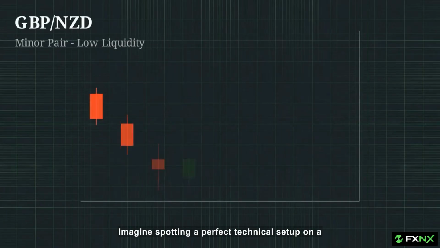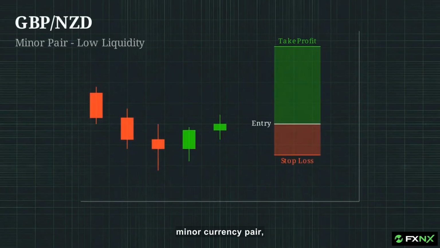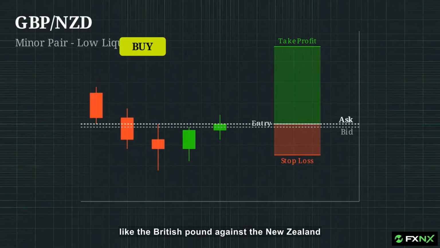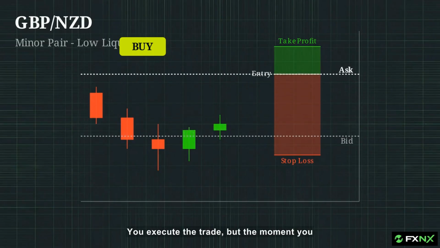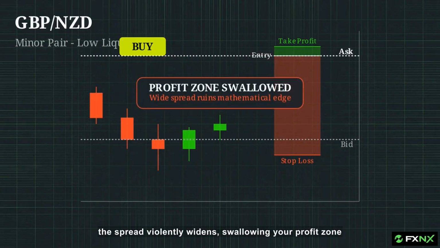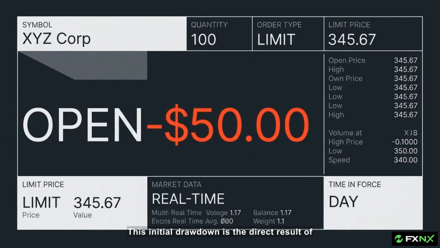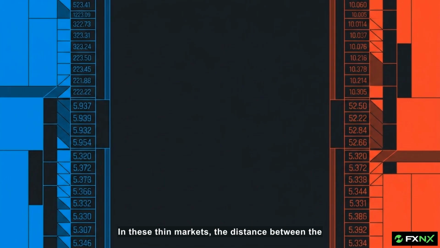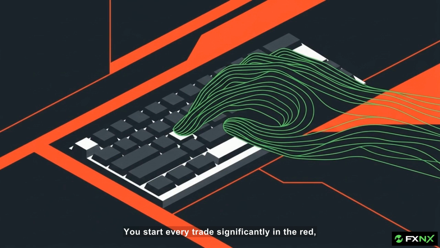Imagine spotting a perfect technical setup on a minor currency pair, like the British pound against the New Zealand dollar. You execute the trade, but the moment you hit buy, the spread violently widens, swallowing your profit zone before the market even moves. This initial drawdown is the direct result of low liquidity. In these thin markets, the distance between the buy and sell price is massive. You start every trade significantly in the red, paying a premium just to access the market, a cost that often wipes out your risk-to-reward ratio.